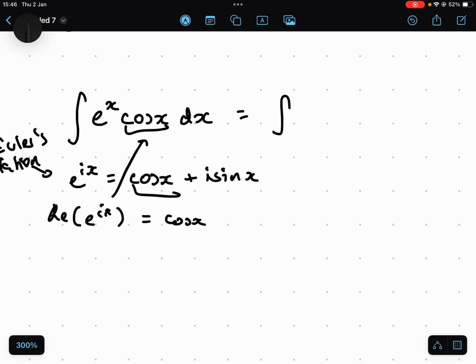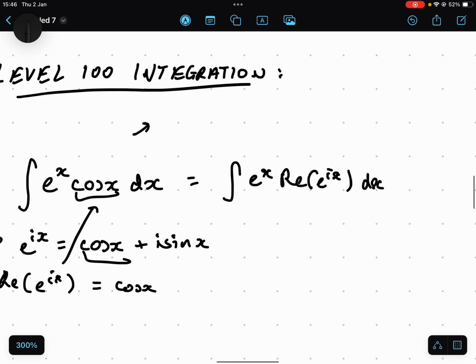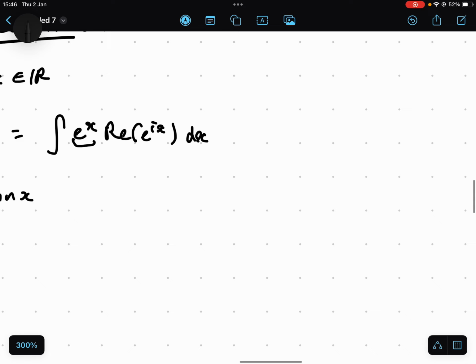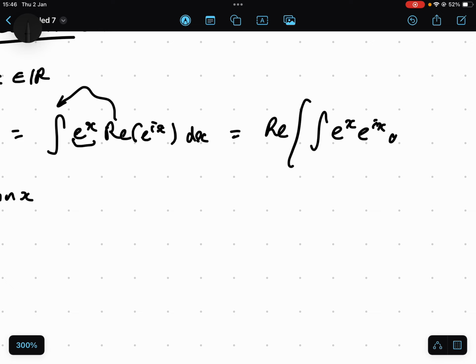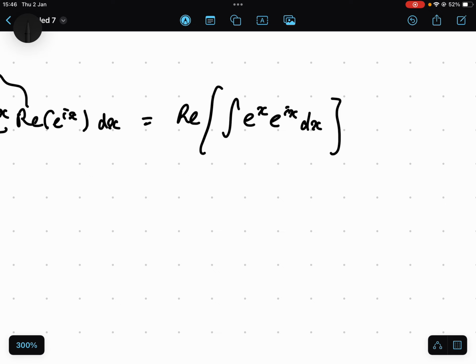So e^x times the real part of e^(ix) dx. But I'm assuming here that x is a real number. That means e^x is going to be a real number, which means I can just take this real part and move it outside of the integral. So I'm left with e^x times e^(ix) dx. And now we've got everything in terms of e to the something, which is super duper easy to integrate.